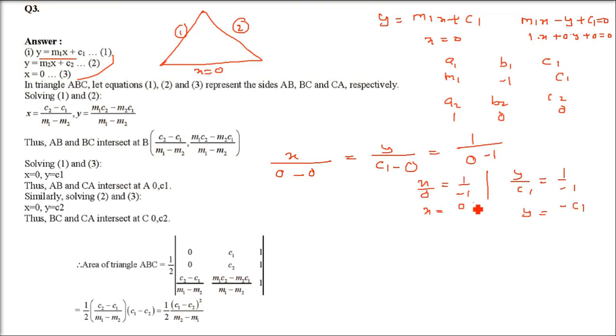And x becomes 0 into 1 by 1, which is 0. So you get x as 0 and y as plus c1. I'll just change it, it's plus c1. So we have the point as 0 and c1.